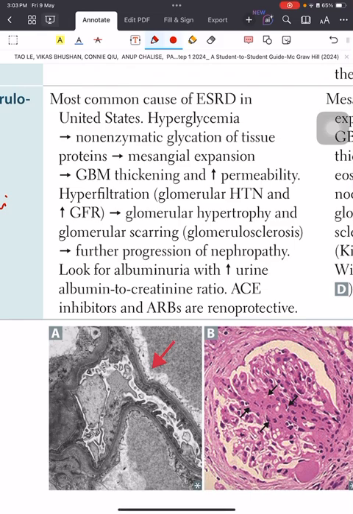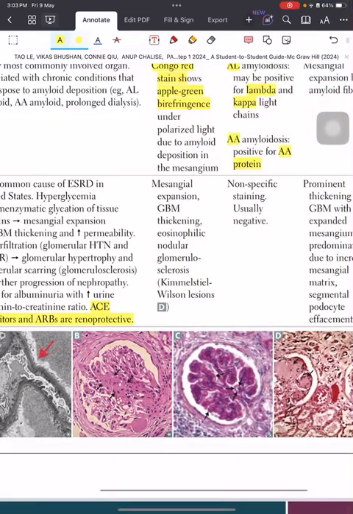ACE inhibitors and ARBs are renoprotective. I think this is pretty easy to remember. Other than that, you just need to know that because of the mesangial expansion, the basement membrane will thicken, and then it will cause glomerulosclerosis, which is basically Kimmelstiel-Wilson lesions. Because we don't get images in the medicine paper, I don't think this is important, but you can just learn it.